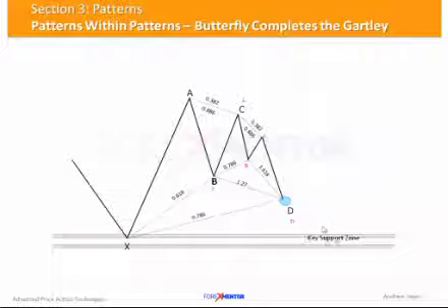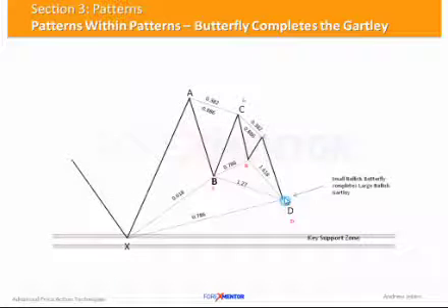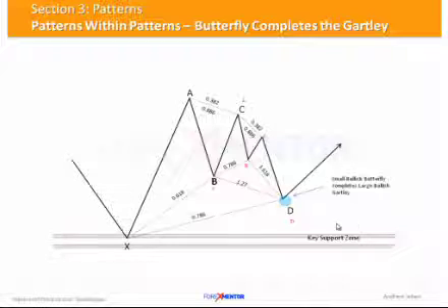And remember, we're looking at that key higher time frame support from the daily or 4-hour chart. So here, if we label it, we've got the small bullish butterfly, X, A, B, C, completion point at D, inside the larger bullish Gartley. And we're looking for a nice drive to the upside.